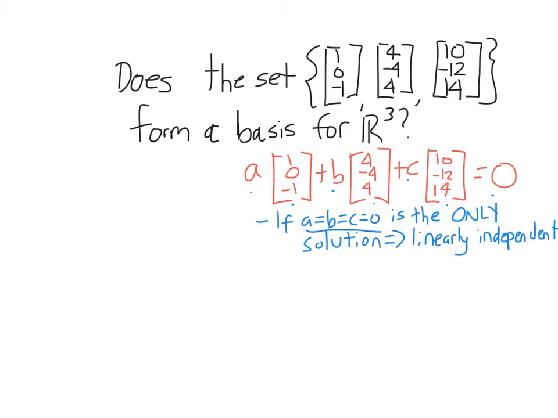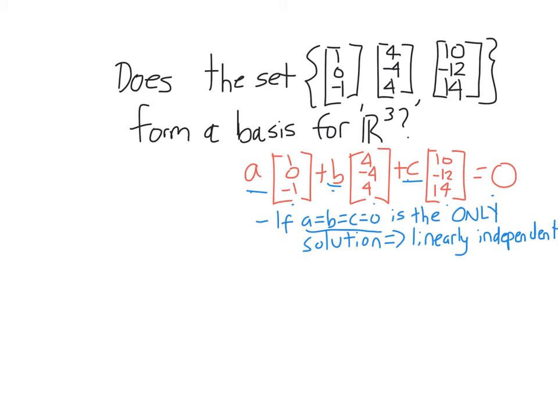But if this is the only solution, if the only linear combination of the 3 vectors that equals 0 is when all the weights or scalars a, b, and c are 0, then the set is linearly independent. If there is one non-zero solution, one solution where either a, b, or c does not equal 0, the set will be linearly dependent. Okay, so that's a trick we can use to check for linear independence.